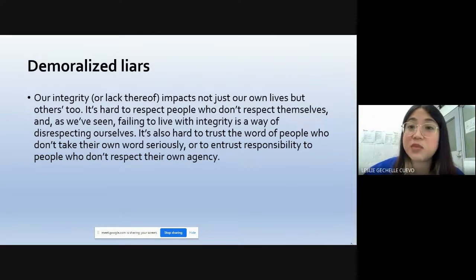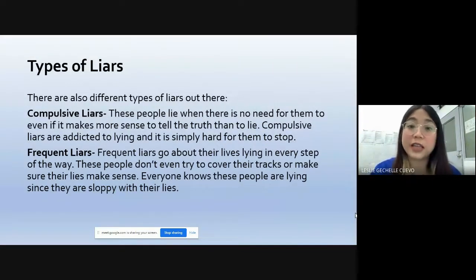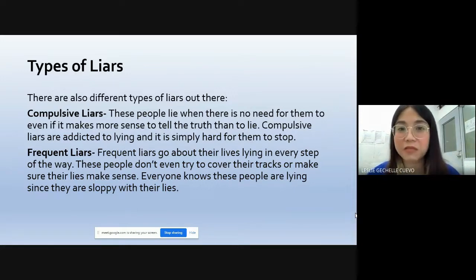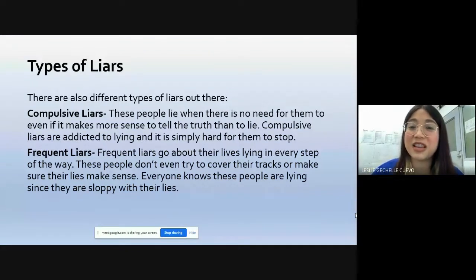Okay. Other types of liars. Hindi na ito sa values related ha. So first are compulsive liars. These people lie when there is no need for them to, even if it makes more sense to tell the truth than to lie. Kumbaga parang matik sa kanila, kailangan niya magsinungaling, kailangan niya hindi sabihin yung totoo. Kahit na mas madali sabihin ang totoo. Compulsive nga eh, di ba? Parang ang dating, di niya mapigilan, matik nga sa kanya. Compulsive liars are addicted to lying and it is simply hard for them to stop.